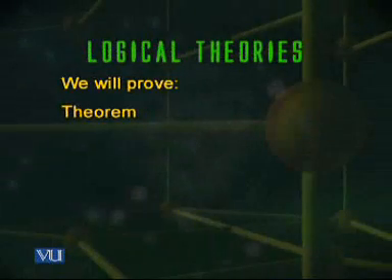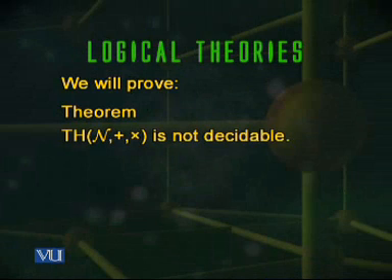And we'd be sure that one day that algorithm will output true or false, telling us whether Goldbach's conjecture is true or whether it is not true. So it would be very nice if this theory were decidable. We will prove that this theory is not decidable. The theory of N with plus and cross is not decidable.